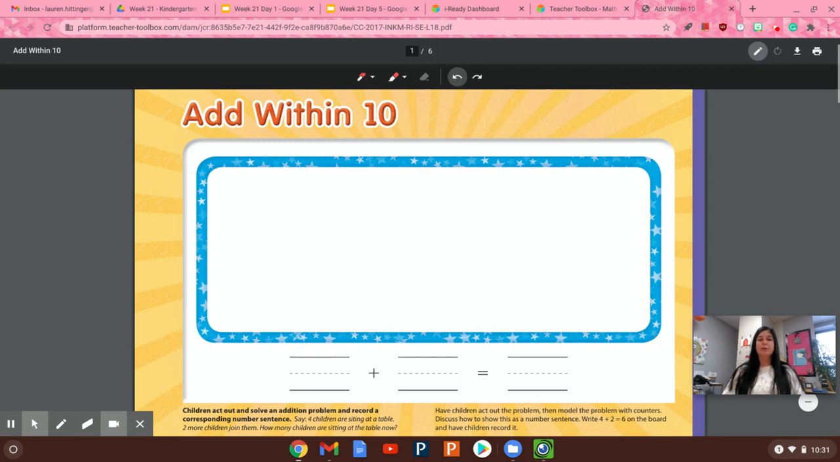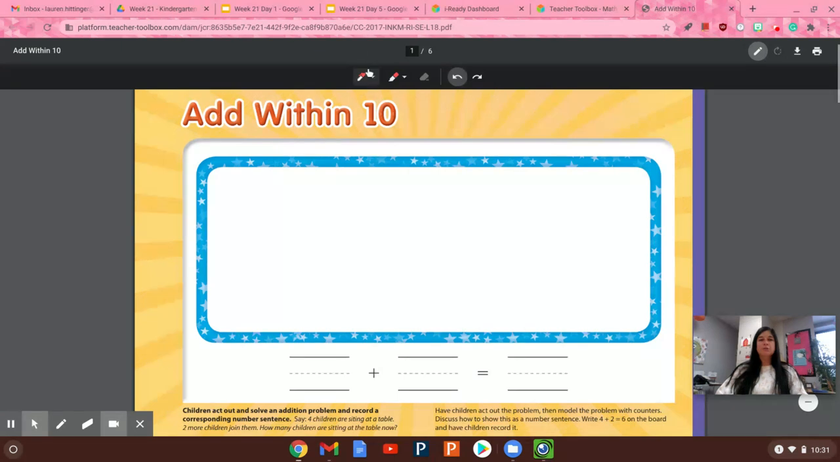I always tell my class one of the first things they need to do is decide if we're adding or subtracting, and we know that we're adding within 10 this week, so this will be an addition problem. I need to make that up in my mind to think that I'm putting together, my number is going to be getting bigger. So I have 4 children sitting at a table, 2 more children join them. How many children are sitting at the table now? So I am putting together to make a bigger number. I'm adding them, okay? So here we go.